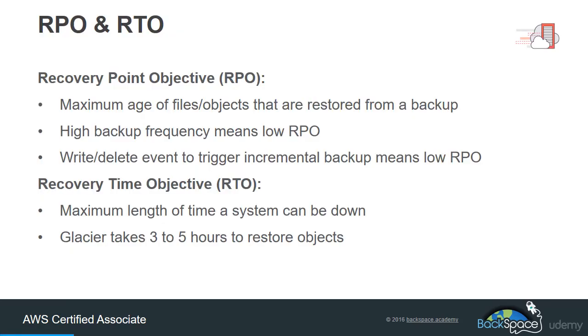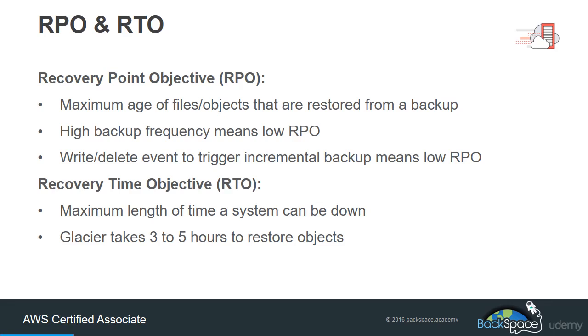Recovery point objective, that means the maximum age of files, if we're talking about a file system, or objects if we're talking about Amazon S3, the maximum age of those that are restored from a backup. If we have a high backup frequency, that will mean that we can achieve a low recovery point objective. If we use write or delete events to trigger an incremental backup, that means we can also achieve a low recovery point objective.